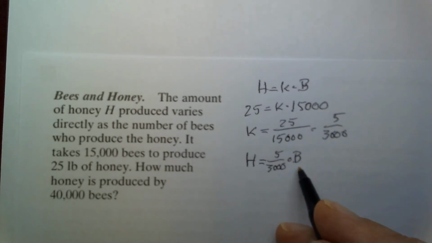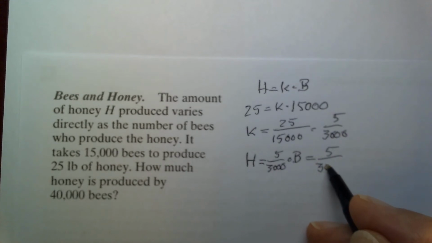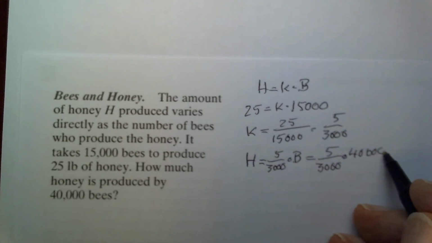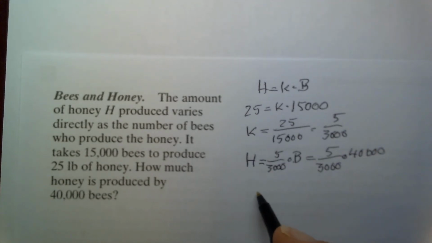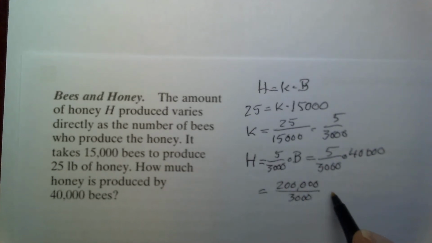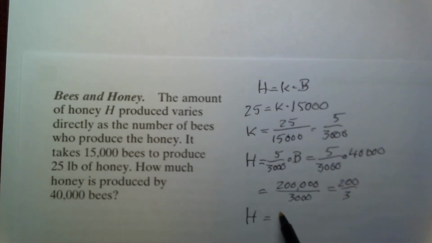So now when we have 40,000 bees, that means 5 divided by 3,000 times 40,000. So it would be 200,000 divided by 3,000, or 200 divided by 3. So the amount of honey produced would be 66 2/3 pounds.